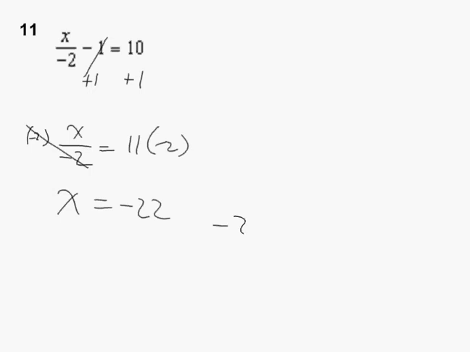Substitute it back into my original equation. I get negative 22 divided by 2 is negative 11. Negative divided by negative is a positive. So 11 take away 1 is 10, which is what I have on my right-hand side.